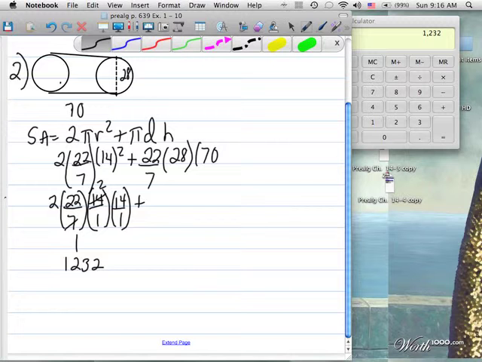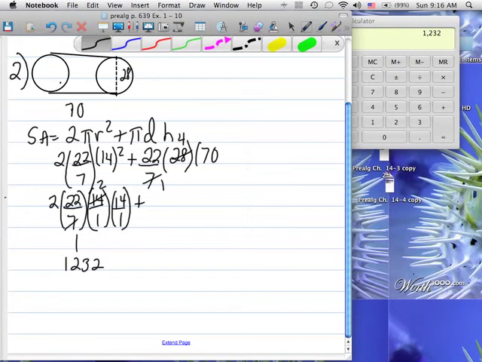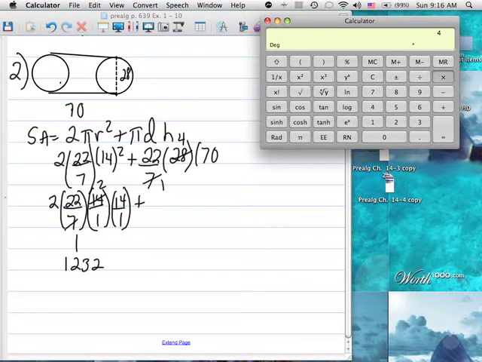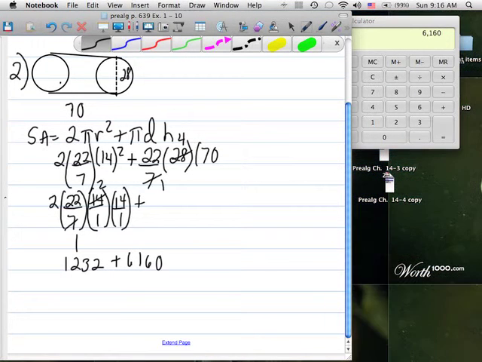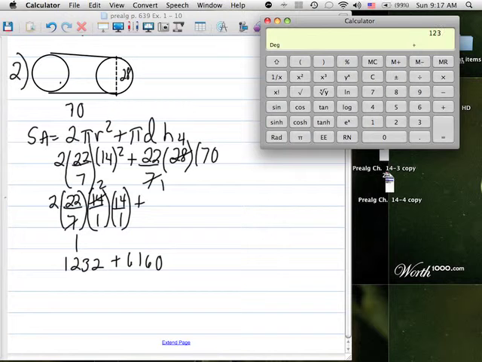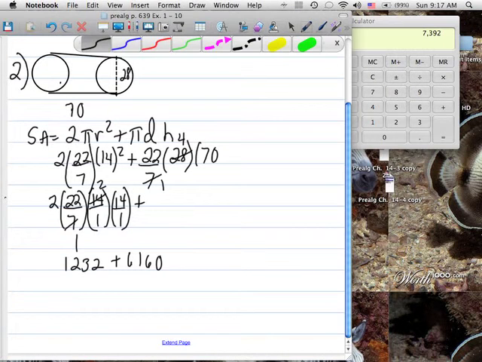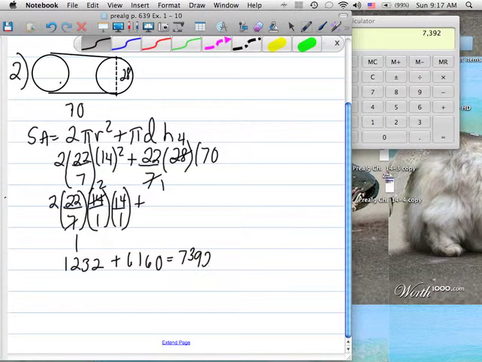Then I'm going to do the rectangle part. I can cancel the 7 with the 28, that's 4. So that's 22 times 4 times 70, which gives me 6,160. Add that to the 1232, and my answer is 7,392 millimeters squared.